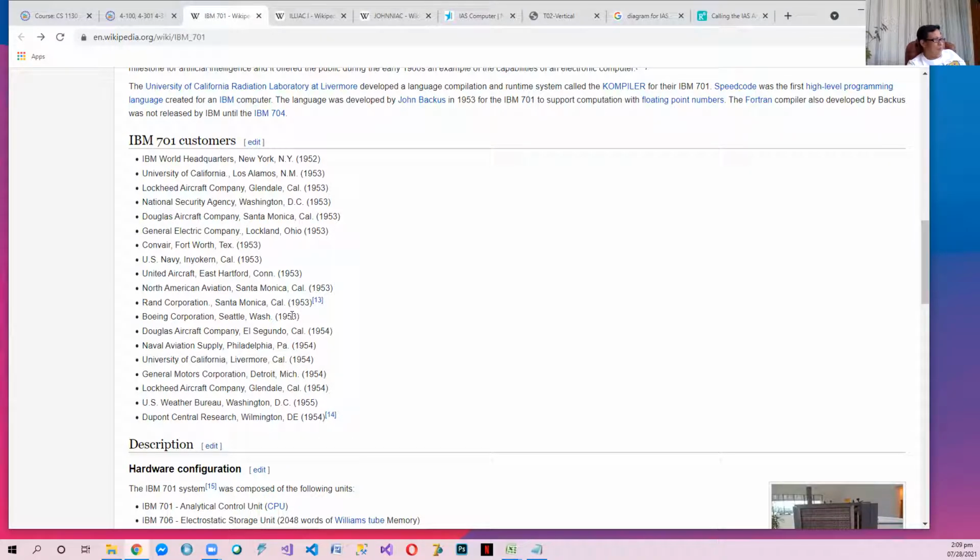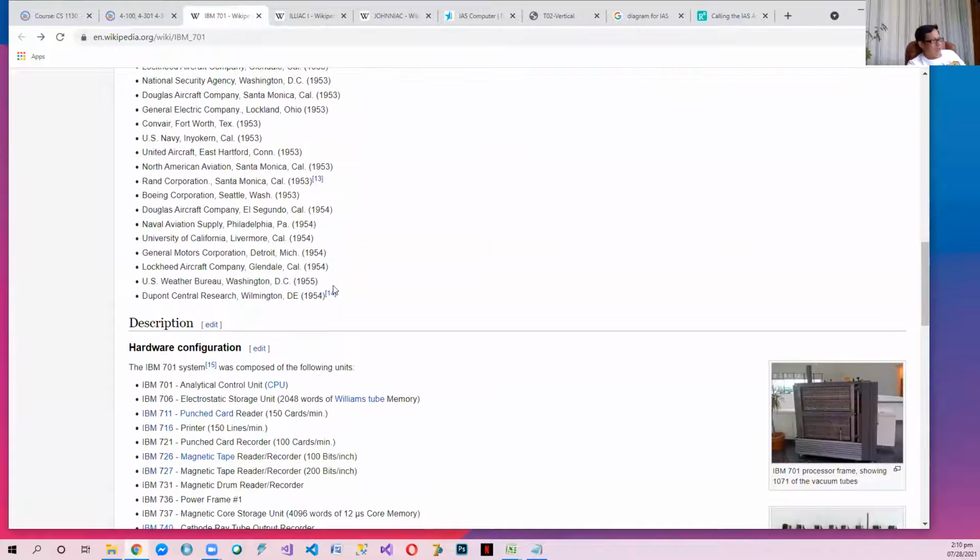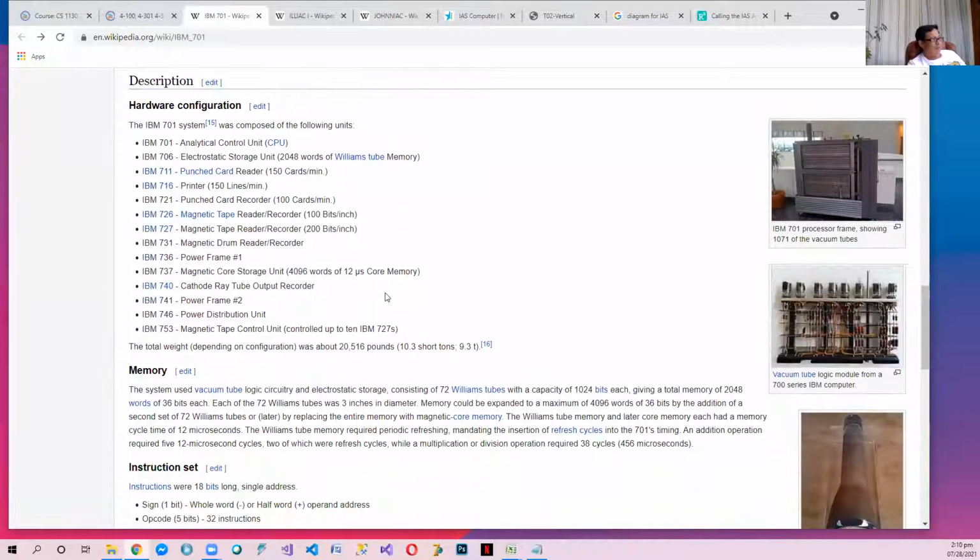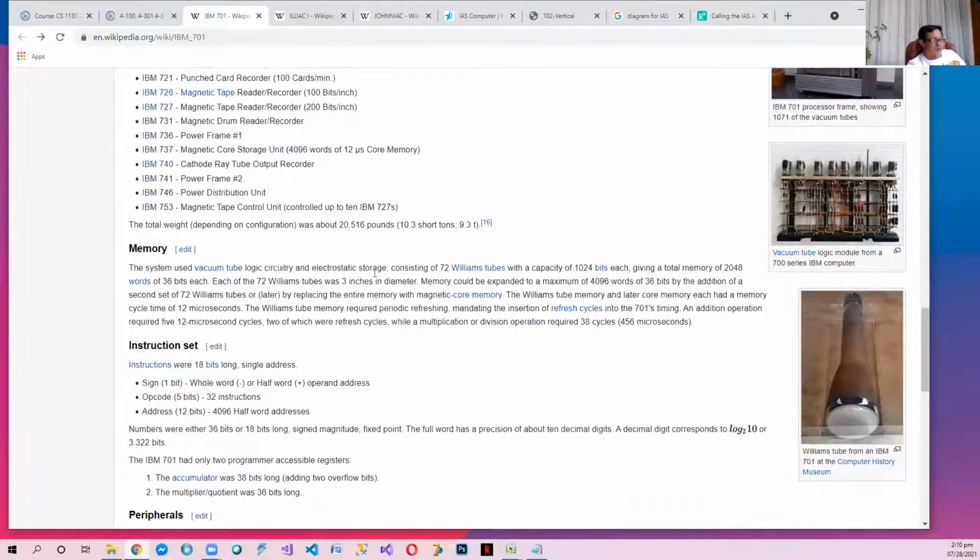So the first few corporations or customers of IBM, especially with their IBM 701, were airline companies, United Aircraft, North American, and later they developed an airline reservation system on the IBM 701 and 706 series. It was one of the first network computers. So during those days you could reserve online, but the connection was through telephone lines. There was no internet yet.